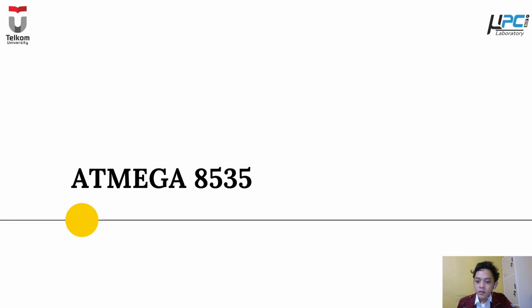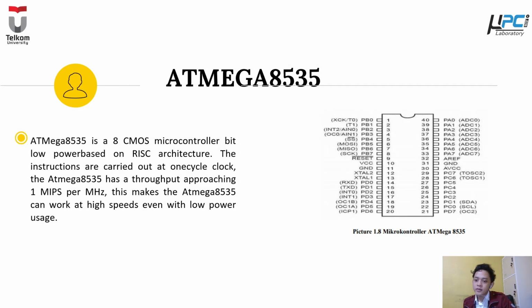And the last one, we're gonna learn about ATmega 8535. ATmega 8535 is an 8-bit CMOS, low power microcontroller based on RISC architecture. The instructions are carried out at 1 clock cycle, and ATmega 8535 has a throughput approaching 1 MIPS, or million instructions per second, per megahertz. This makes the ATmega 8535 able to work at high speed even with low power usage. You can see above me a picture of microcontroller ATmega 8535, which consists of four parts: the A part, B part, C part, and D part.